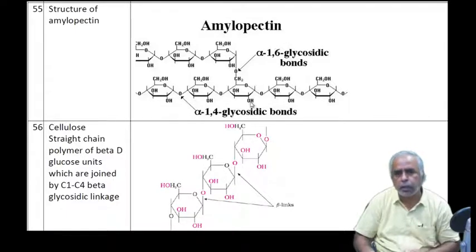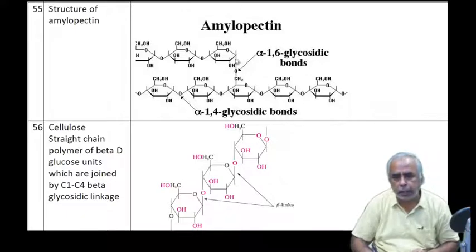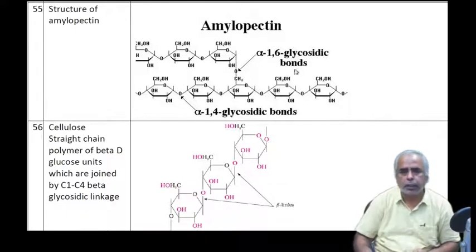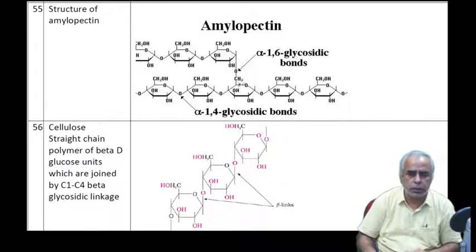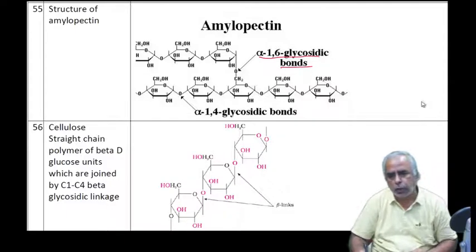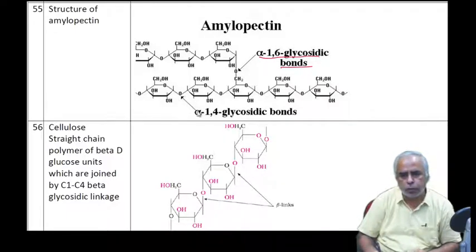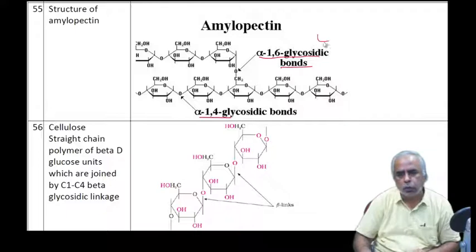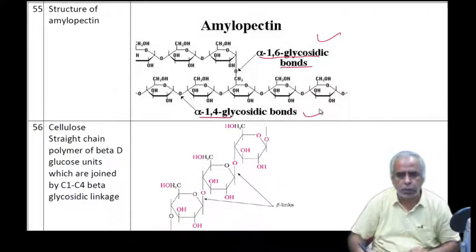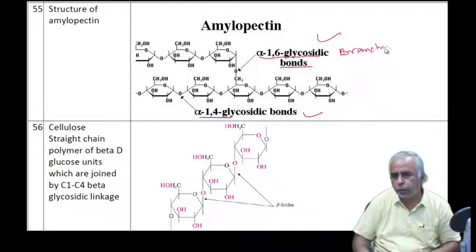Are you able to understand? And this link can take place between 1 and 6 glycosidic bond. So this is the 6th carbon atom, this is the 1st carbon atom, so that is why it's called a 1,6 glycosidic linkage, and this is the regular 1,4 glycosidic linkage. So there are two types of glycosidic linkage, and which type of bond is responsible for branching? That is 1,6. So this is responsible for branching, is it not? And this one for linear.